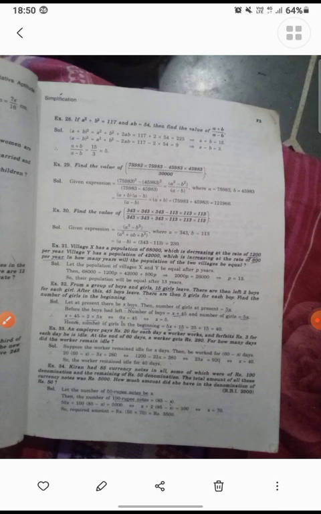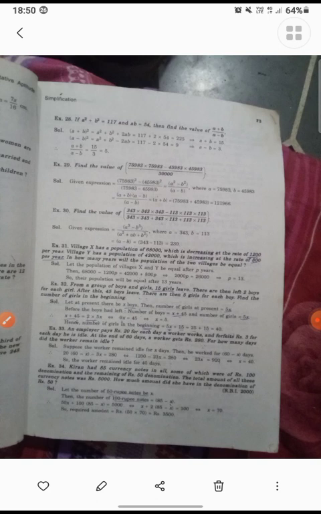Again, a square plus b square equals 117, and ab equals 54. Find the value of a plus b and a minus b. (a plus b) square equals a square plus b square plus 2ab, so it is 117 plus 2 into 54. And (a minus b) square equals a square plus b square minus 2ab, 117 minus 2ab. So that was 9. So a plus b equals 15 and a minus b equals 3.